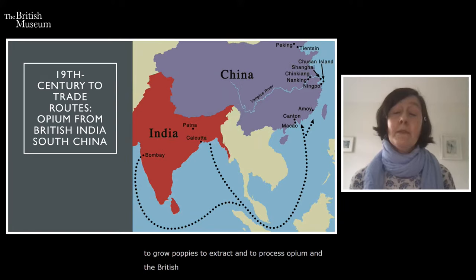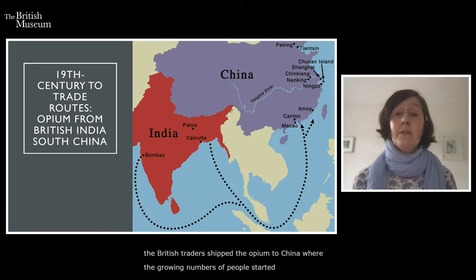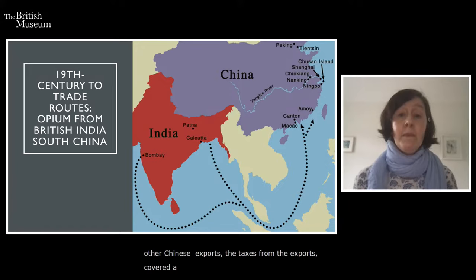British traders exchanged opium for silver and used the silver to buy tea and other Chinese exports. The taxes that the British government took on the tea back in Britain covered a good deal of the costs of the British Navy. So it's possible to say that opium and the opium trade kept the British Empire afloat.